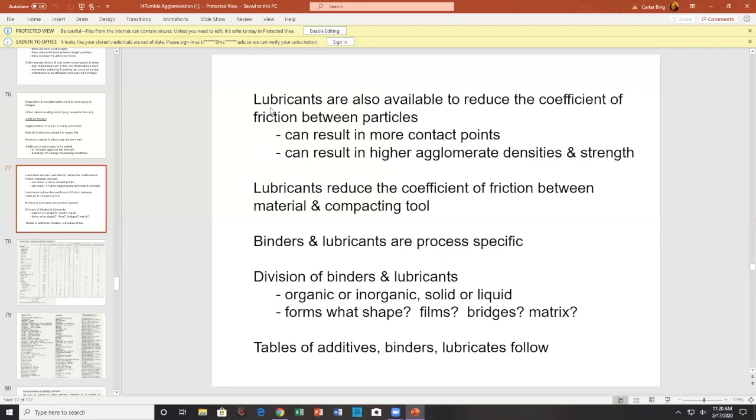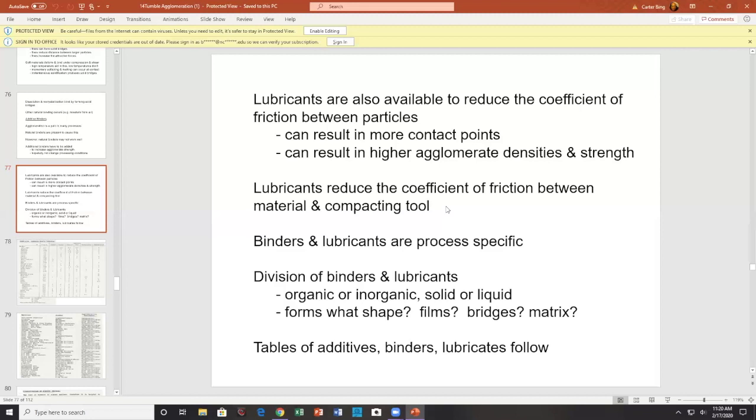Lubricants are also available to reduce friction. Friction results in more contact points, can result in higher agglomeration densities and strengths. Lubricants reduce the coefficient of friction between material and the compacting tool as well. Basically, what is it? Release agents, is that?